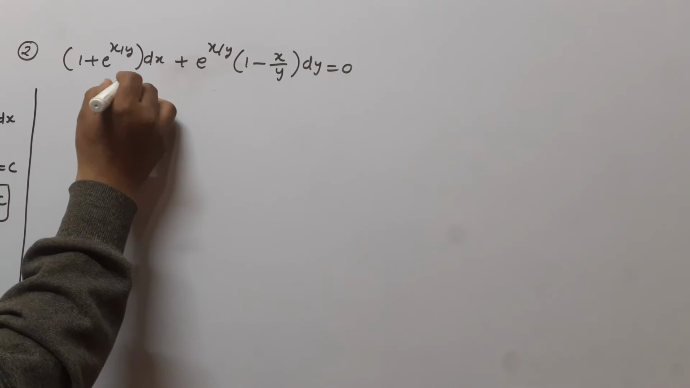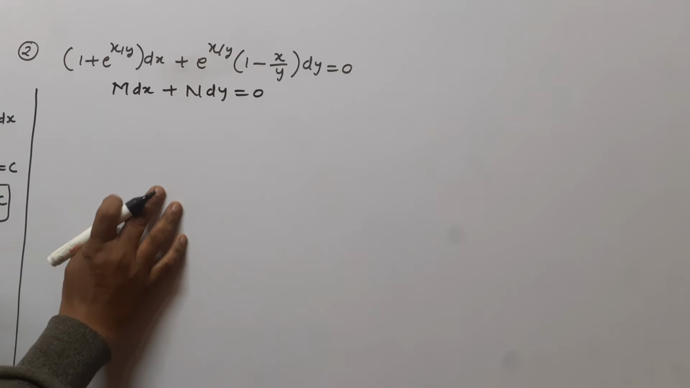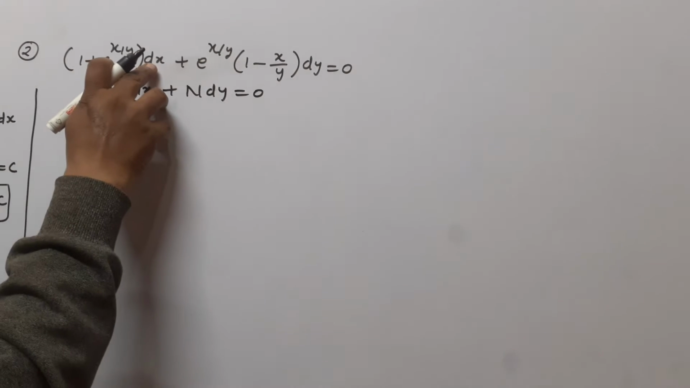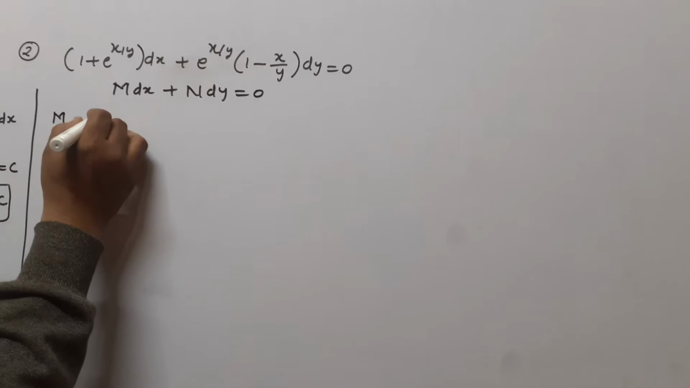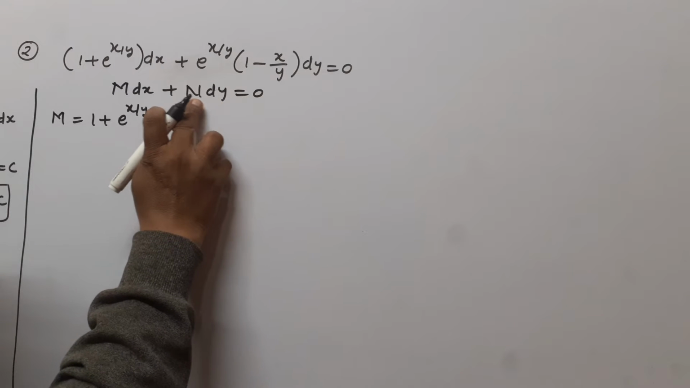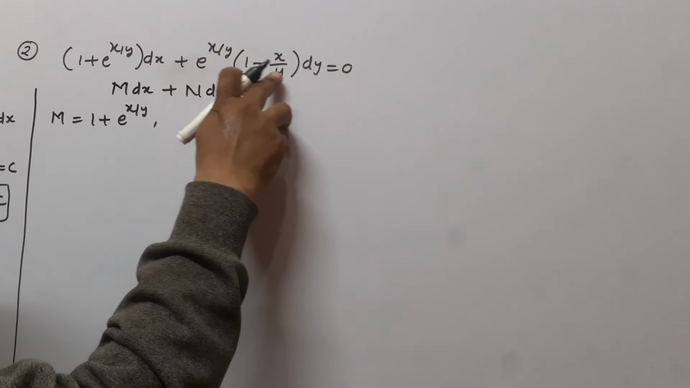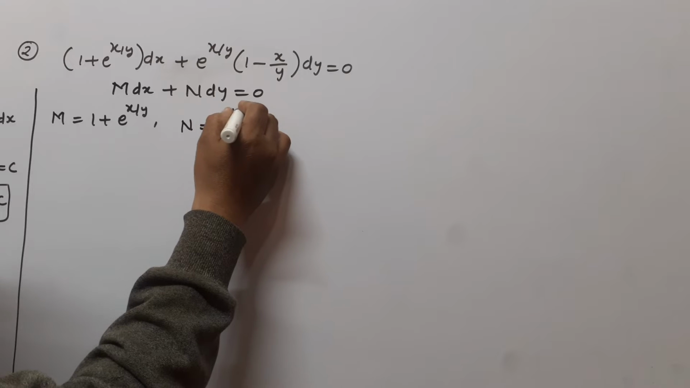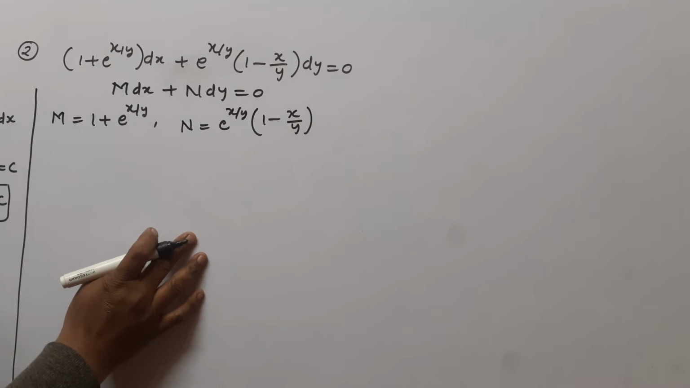First we compare this equation with M dx plus N dy equals 0. Here we can see that the coefficient of dx is M, which is 1 plus e to the power x by y. So M is equal to 1 plus e to the power x by y. The coefficient of dy is N, which is e to the power x by y multiplied by 1 minus x by y. So N is e to the power x by y multiplied by (1 minus x by y).